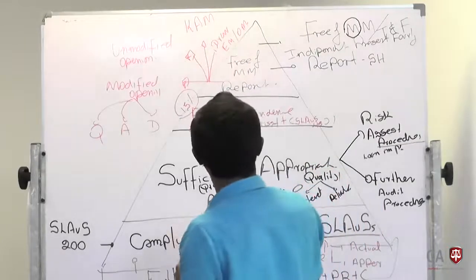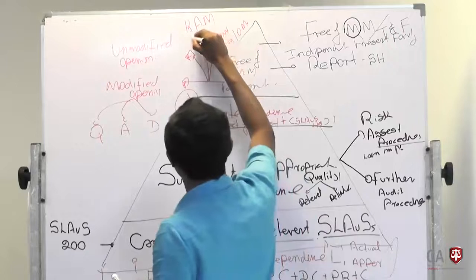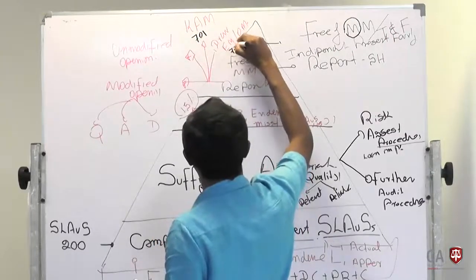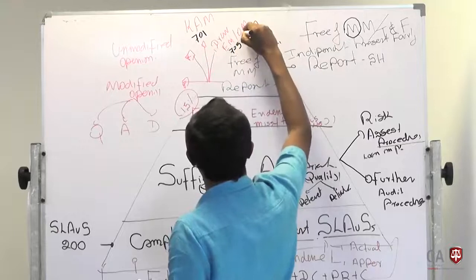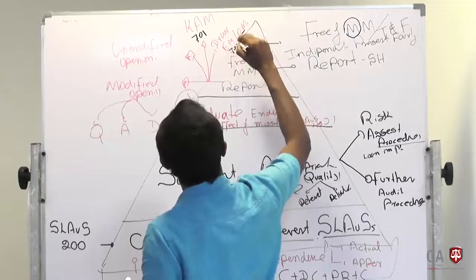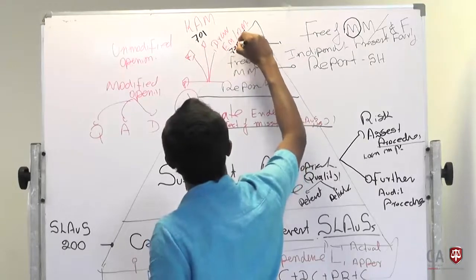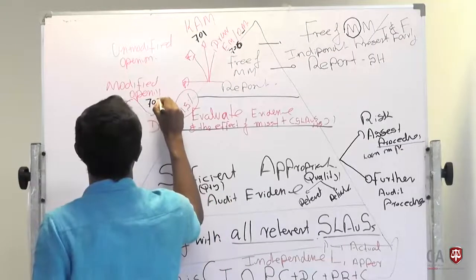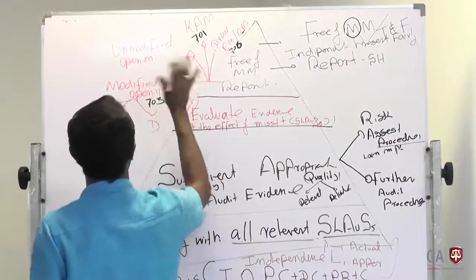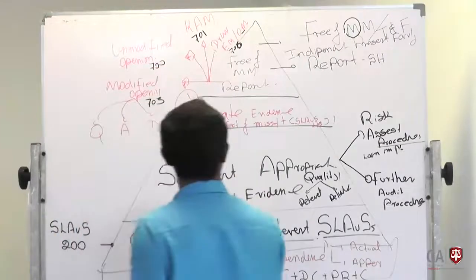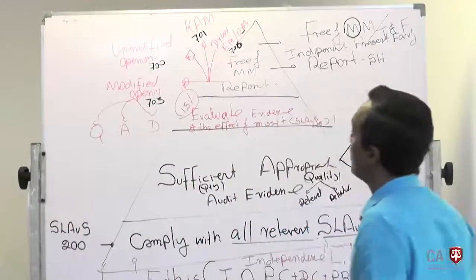I will also write, for example, key audit matter is auditing standard number 701, emphasis of matter is 705. Other matter is 70, sorry, emphasis of matter and other matter is 706, then modified opinion is 705, then unmodified opinion or auditor's normal report is auditing standard number 700. So the 700 series is about reporting.